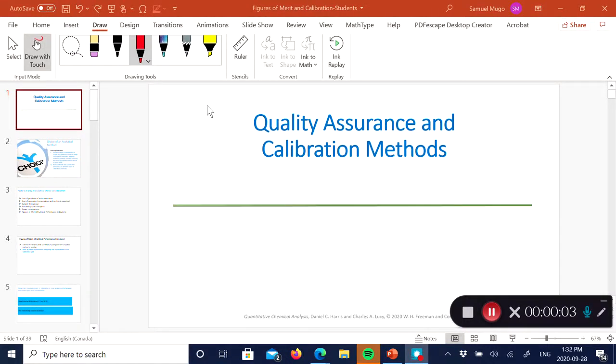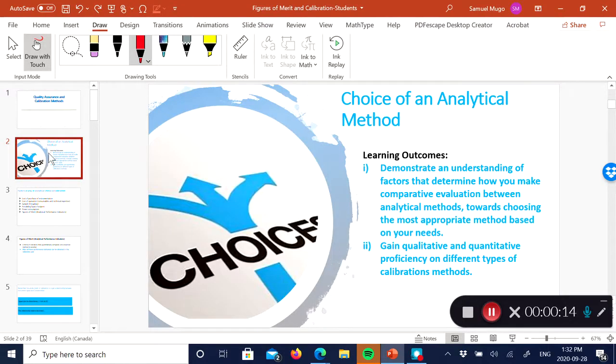In this lecture, we're gonna talk about quality assurance and calibration methods. Now, the purpose for this particular chapter is to help you understand how you make a choice of the best analytical method to use. Now remember, there are many analytical methods out there, and often as an analytical chemist, you're required to think of what is the best analytical method to use for an intended purpose.